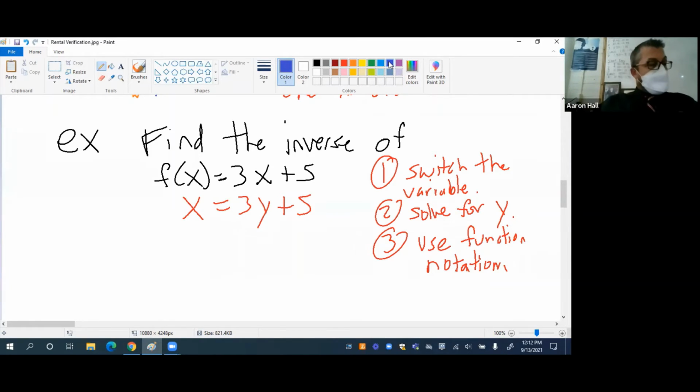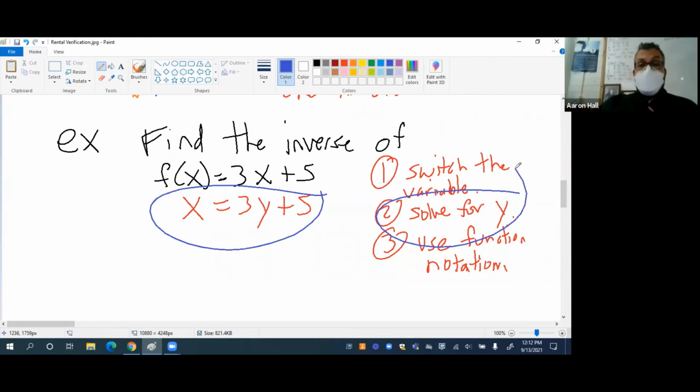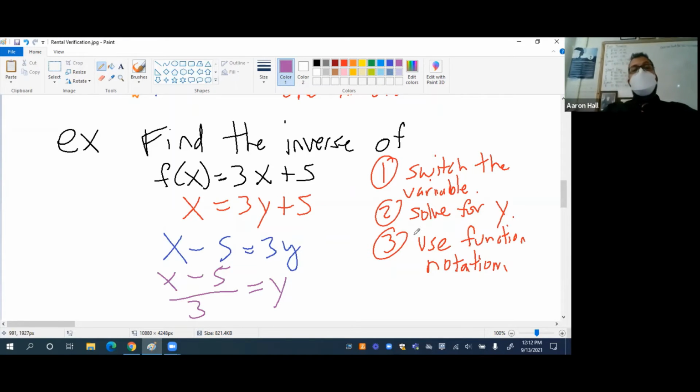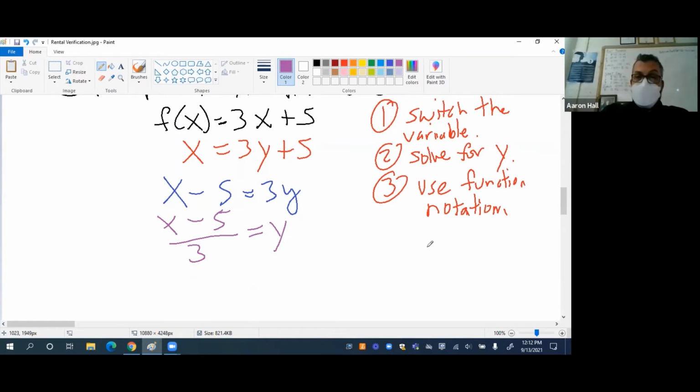Okay, so let's pick on Nathan. How do I solve for this? If I'm solving for y, what are my steps? Subtract 5. Okay, subtract 5, so I get x minus 5 equals 3y. And then divide by 3, so I get y equals x minus 5 over 3, right? Now I'm going to use function notation to indicate what this means.